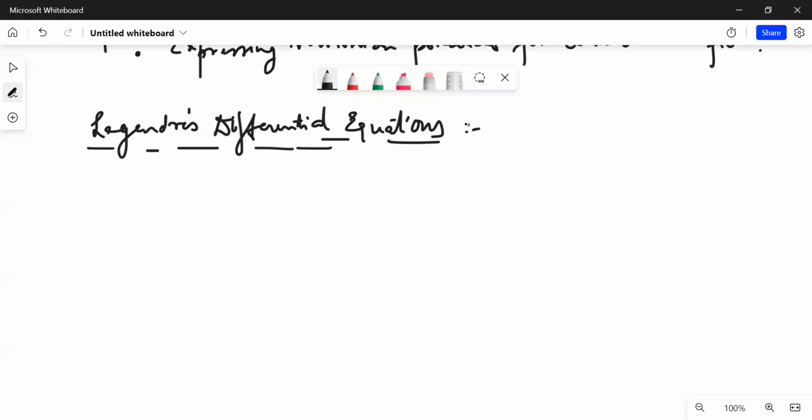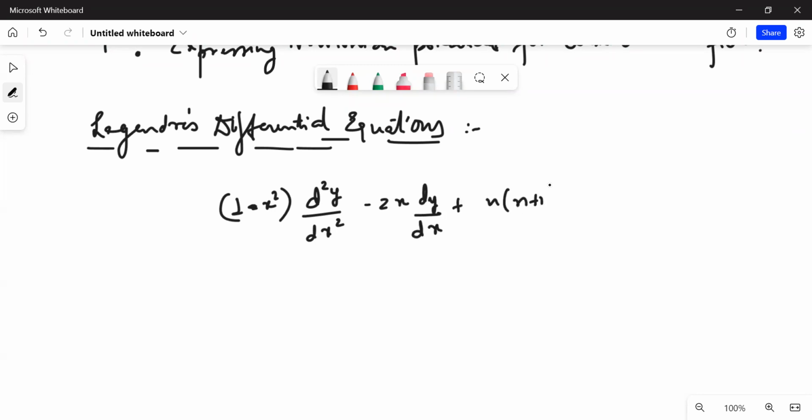Okay, so what are Legendre's differential equations? The first thing is, what is Legendre's differential equation? Legendre's differential equation is of the form (1 minus x squared) d²y/dx², minus 2x dy/dx, plus n(n+1)y equals 0.